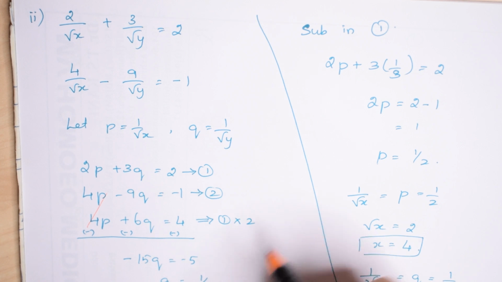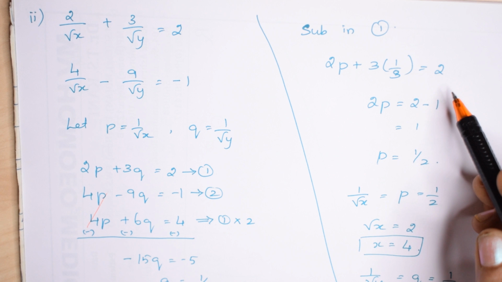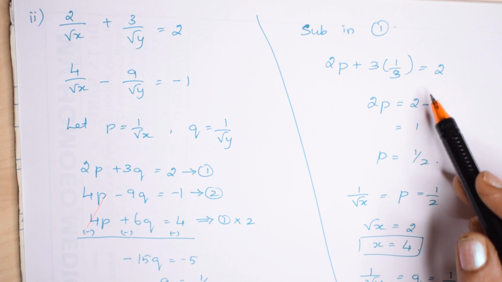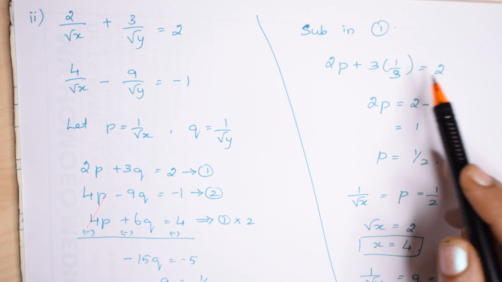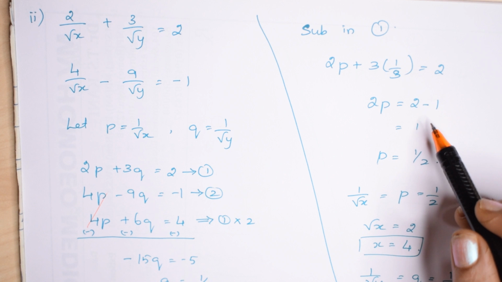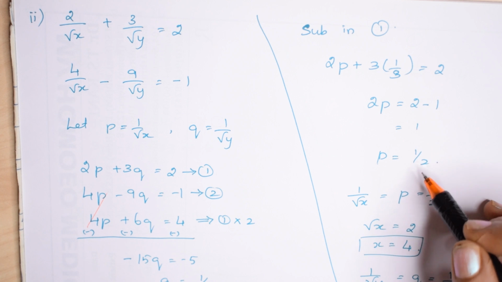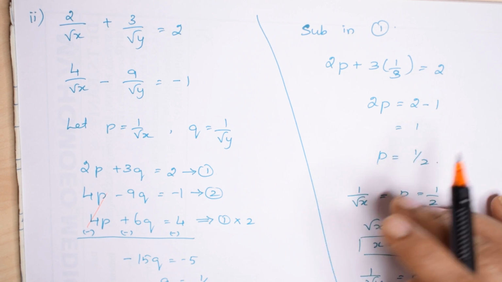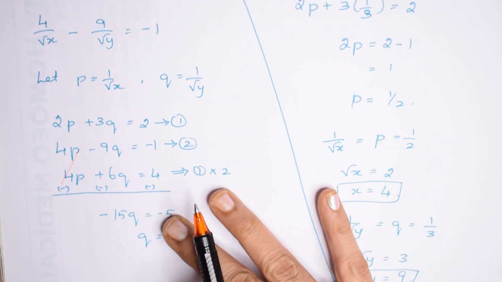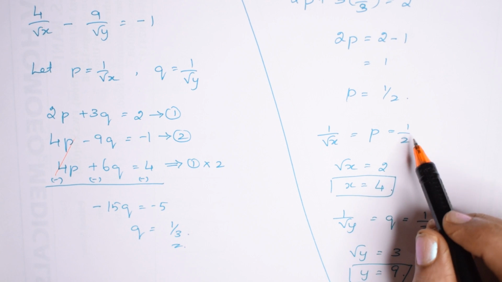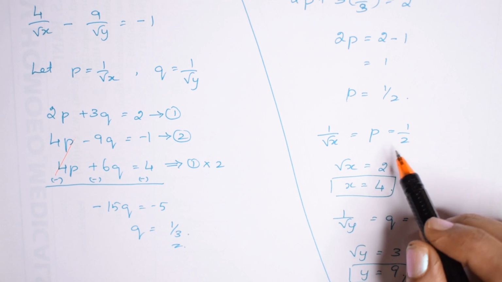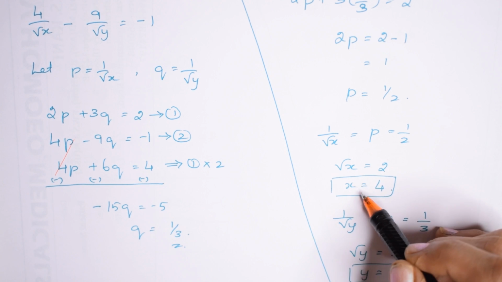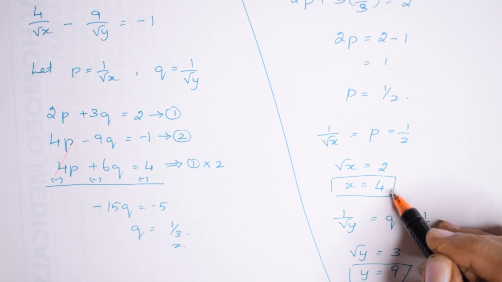So q's value is equal to 1 by 3. I am substituting that in the first equation and I get 2p plus 3 into 1 by 3. So the 3 and 3 get cancelled. So this 1 here plus 1 goes there as minus 1. 2p is equal to 1 and p is equal to 1 by 2. And earlier we have substituted 1 by square root of x is equal to p is equal to 1 by 2. So what does it mean? Square root of x is equal to 2. So x is equal to 4.